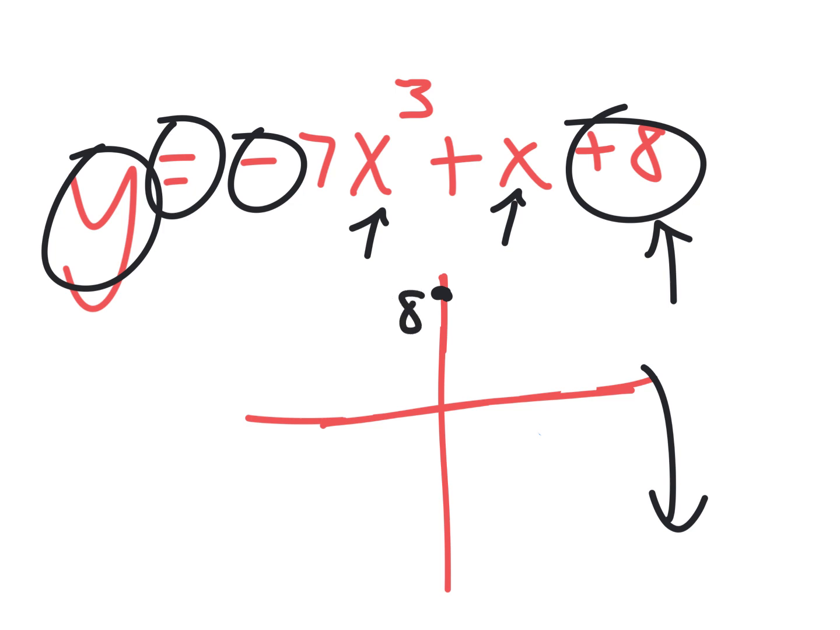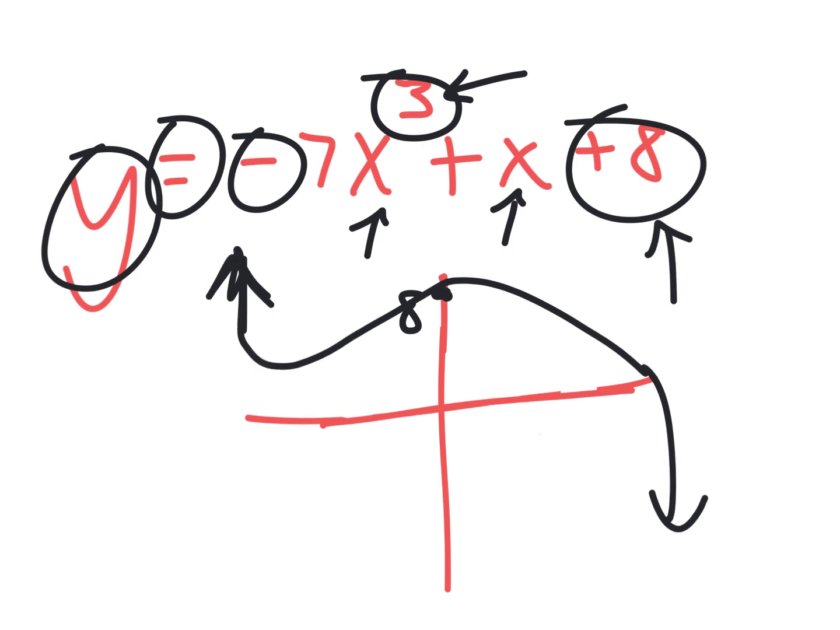And then last but not least, the other end. Is it going up or down? Because it has to be different. Why does it have to be different? Because that power is odd. The degree is odd, and odd is synonymous with different.